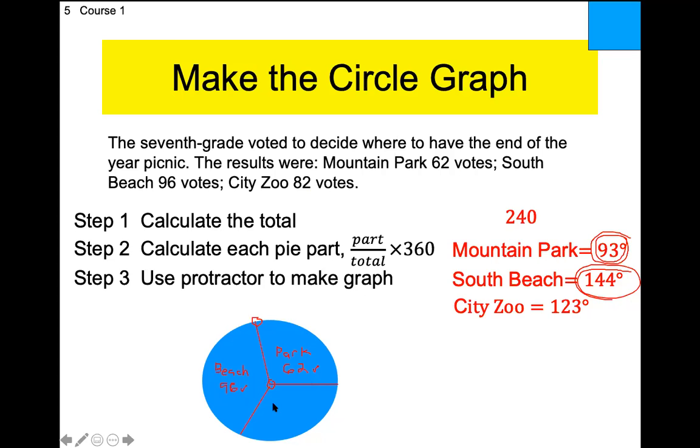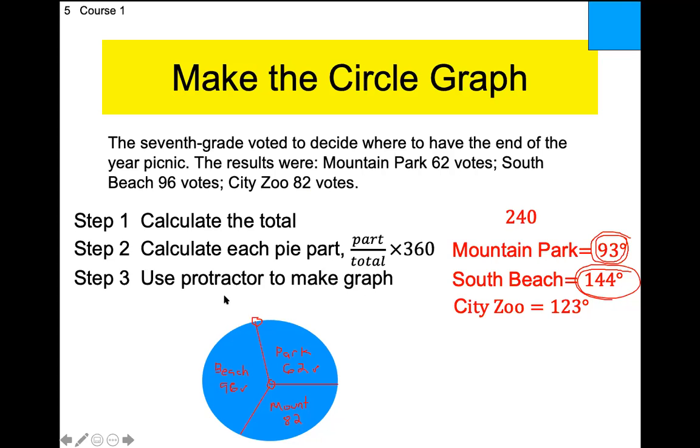And the last one was mountain. Who wants to go to the mountains? There's still some snow on the mountains. You can get some skiing in. And that was 82 votes. All right. And that completes the whole thing.